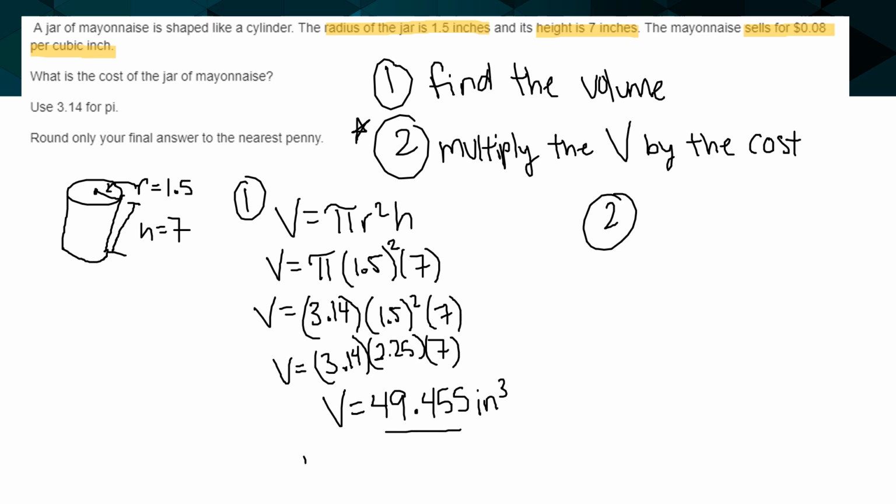If we multiply our total volume, which is 49.455, or our approximate volume, by the cost, 0.08, this will give us the total cost of the jar of mayonnaise. So I'm just going to go ahead and I'm going to type 49.455 into my calculator and then multiply that by 0.08, or 8 cents. And that's going to give me this number.